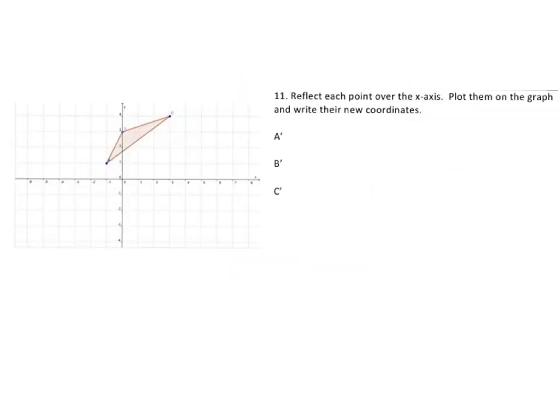Number 11 asks us to reflect each point over the x-axis. Plot them on the graph, and write their new coordinates. Remember, if we're reflecting something over the x-axis, the x is going to stay the same, the y is going to be negated. You don't necessarily need to memorize those rules. You can think about them as you flip it. So if I'm going to take point A and flip it over the x-axis, it's going to land below the x-axis here. That'll be called A prime. Its coordinates are going to be -1, -1.